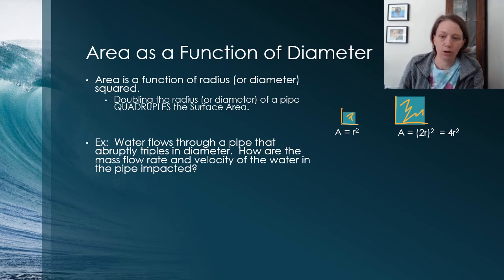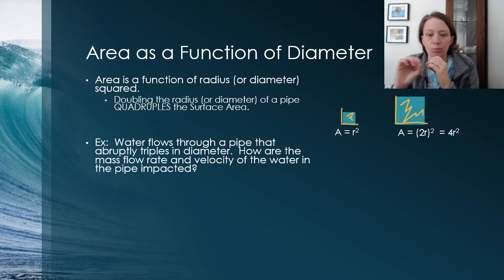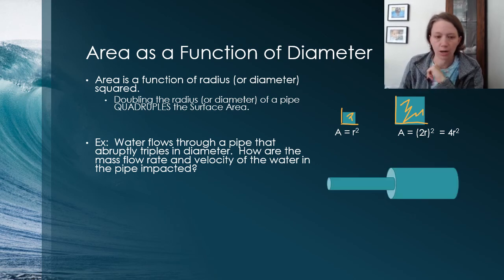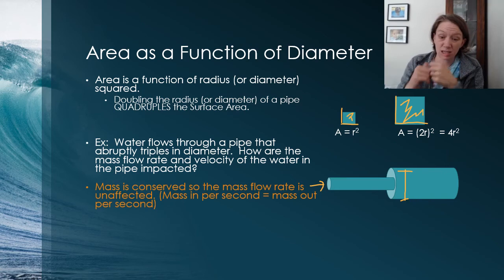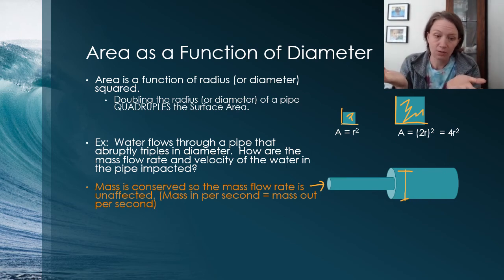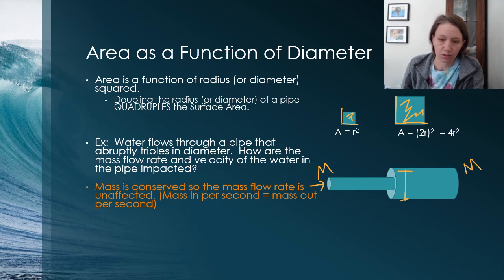So for example, we'll see how you apply this in a problem. If you are told water flows through a pipe that abruptly triples in diameter, how are the mass flow rate and the velocity of the water in that pipe impacted? So I have this pipe where we've got water flowing in, and then we triple in radius or triple in diameter, which does the same thing. And I want to know what's going to happen to the mass flow rate and the velocity of the water. Well, the first thing is mass is conserved, so the mass flow rate is going to be unaffected. The mass that goes into this pipe is going to be the same as the mass that comes out of this pipe every single second. Otherwise, we're violating conservation of mass.